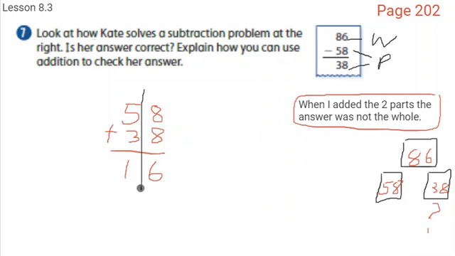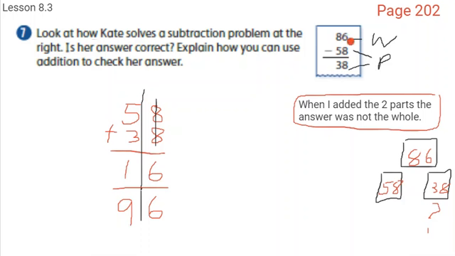Now, that's just a partial. I'm going to take this away because we've already used those numbers. I'm going to bring down my ones here. I'm going to add the tens now. 5 plus 3 is 8 plus 1, oh. So here, when I added the two parts, the answer was not the whole. There it was. I added those two parts, and we were 10 more. What do you think she did wrong?